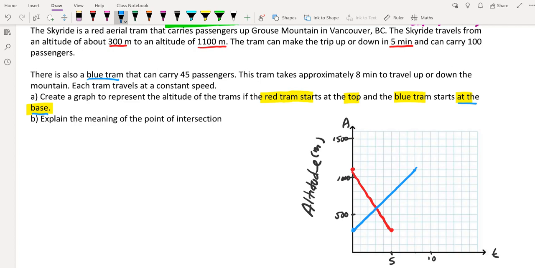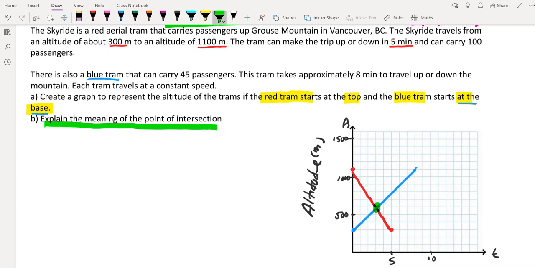And the part B, it asks us, what is the meaning of the intersection point here? So we can read off the values easy enough. It's not asking for us what the values are. It's asking us, what is the meaning? What does this point represent? All right, so you need to put this into the context of the question.